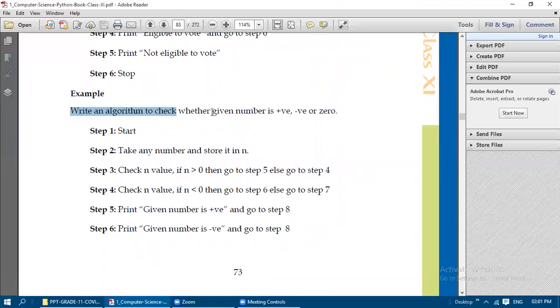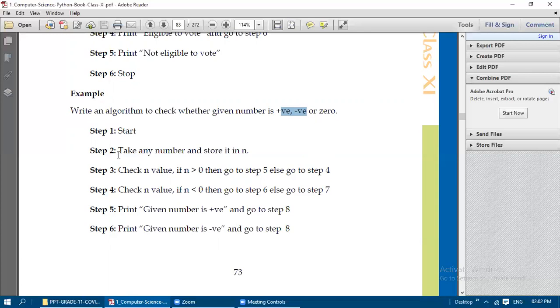Write an algorithm to check whether the given number is positive, negative, or 0. So here three conditions we need to check. We will take one number, and three types of input values we can pass here: positive, negative, and then 0. You can pass input as 0 also. For all these three, we are going to check one condition, true part and false part.